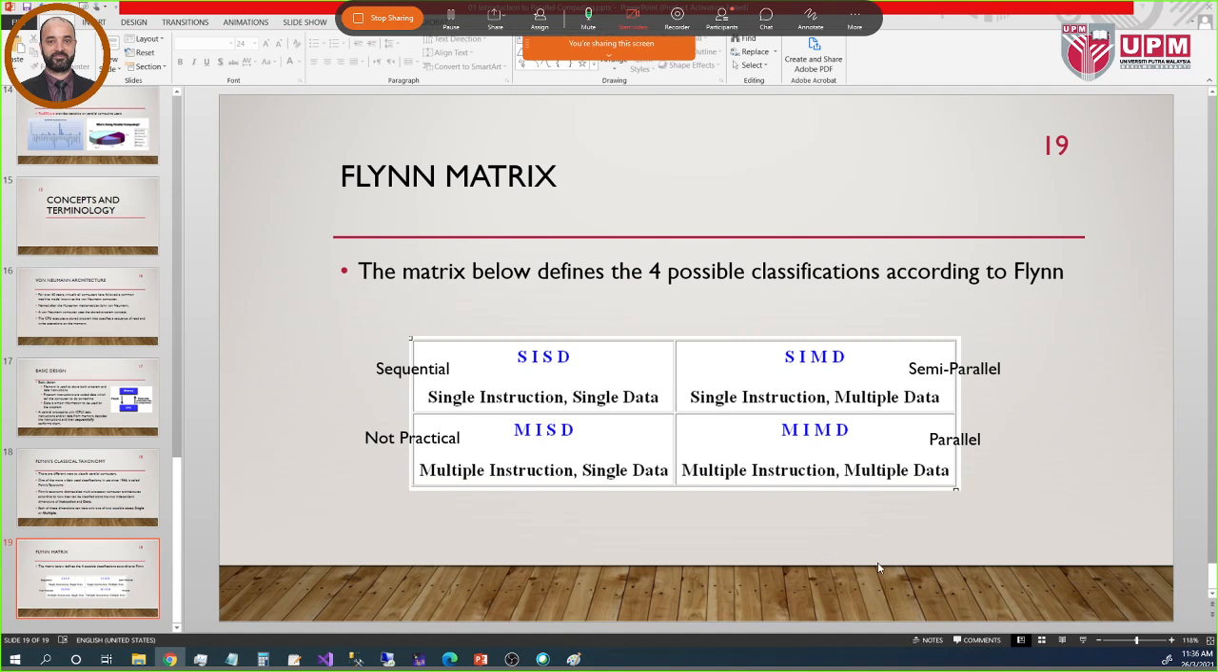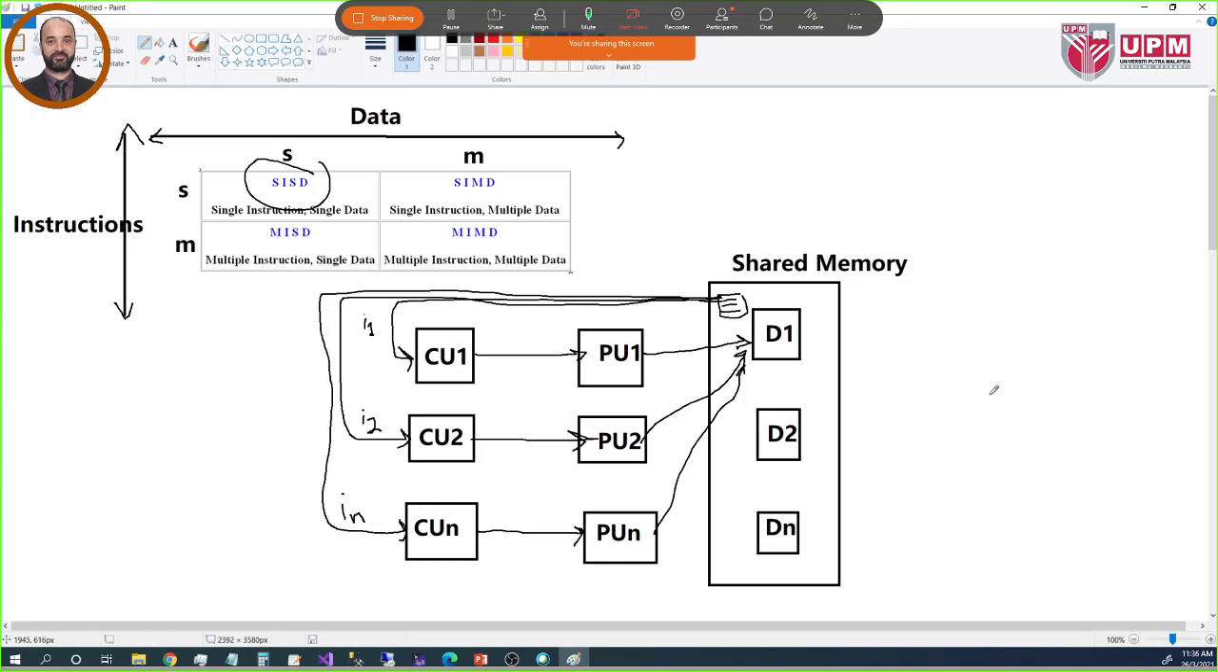Okay, the last architecture we have here is the MIMD. Okay, so MIMD. Here, let me clean this.